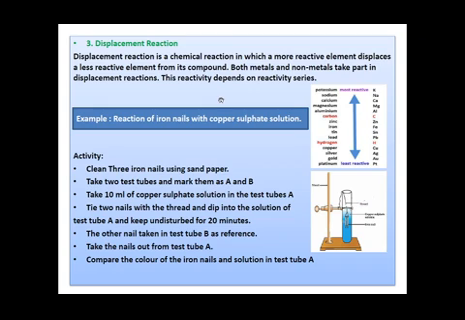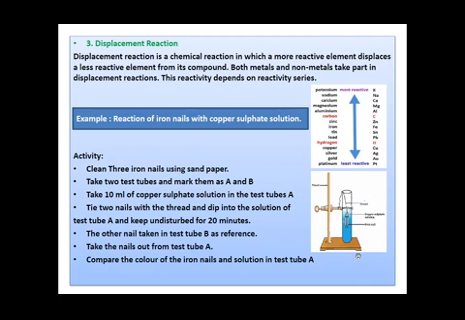So let us understand it with the help of an example. That is reaction of iron nails with copper sulfate solution. Here 3 iron nails are taken. Please listen to this. This particular activity is very important and it also comes in your examination. So 3 iron nails are taken, 2 test tubes are taken, and they are labeled as test tube A and test tube B. In each of the test tube, 10 ml copper sulfate solution is added. The copper sulfate solution is blue in color.